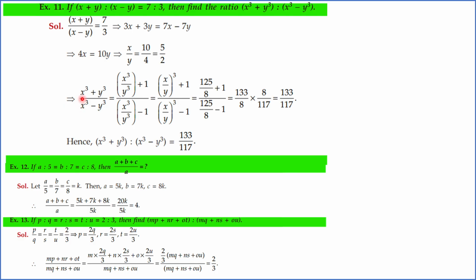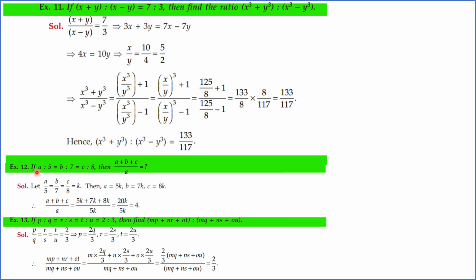That implies (x cube plus y cube)/(x cube minus y cube) equals (x cube/y cube plus 1)/(x cube/y cube minus 1), that equals ((x/y) whole cube plus 1)/((x/y) whole cube minus 1). Hence, x cube plus y cube is to x cube minus y cube equal to 133/117.